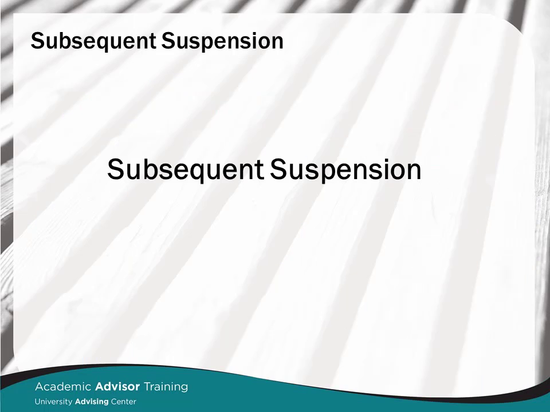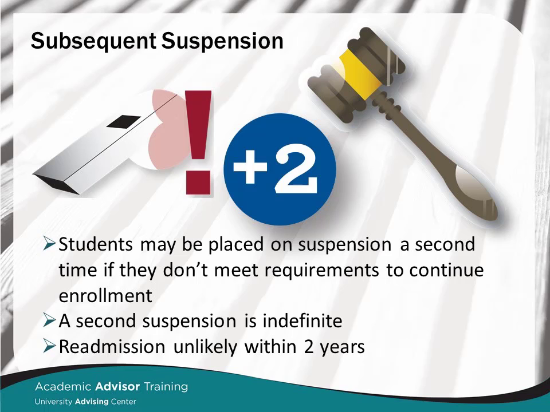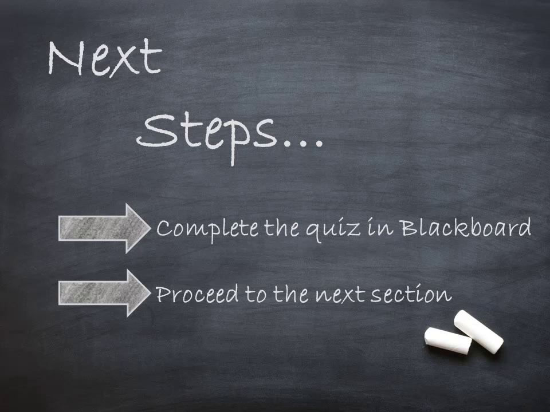Subsequent suspension. Students who do not meet the academic requirements to continue enrollment at U of SC may be placed on academic suspension again. The duration of the second suspension is indefinite, and readmission is unlikely within 2 years of the second suspension. Please return to Blackboard and complete the quiz for this section.